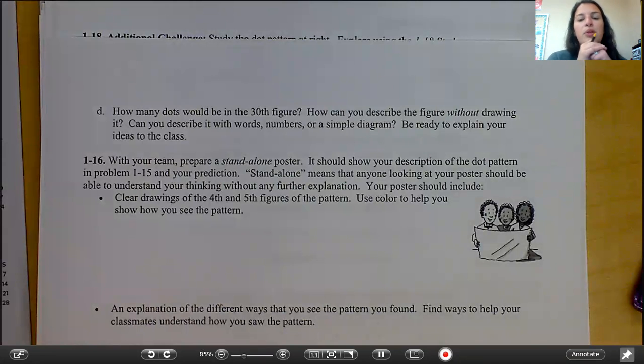So go ahead and come up with how many dots there would be. And then this is something that you can check with me, okay? Because there is more than one way to represent this. If you have any questions, please make sure you ask.